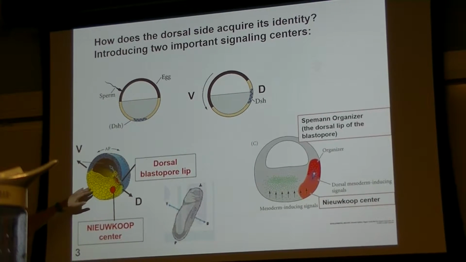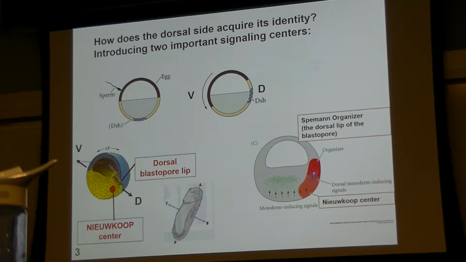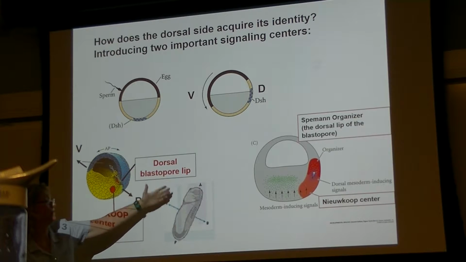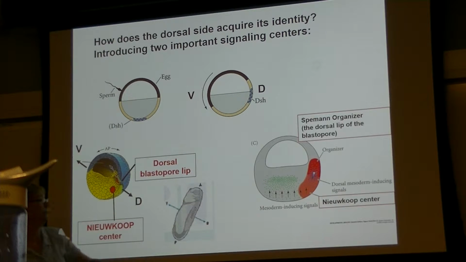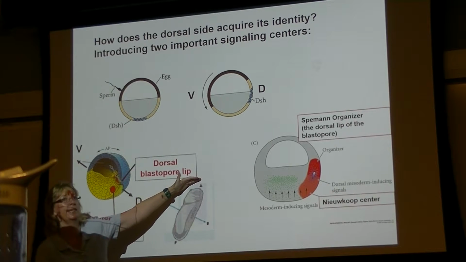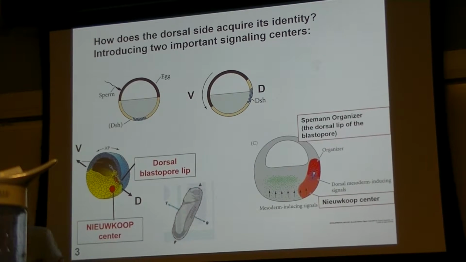Eventually, frogs and newts are not shaped like spheres. They're shaped more like elongated rod-type structures as embryos. And I've just drawn here, dorsal will be the back side, ventral the belly side, anterior with the head, and posterior with the tail.